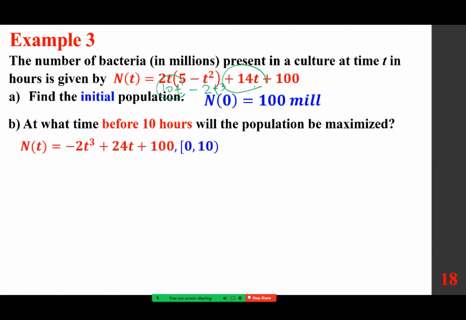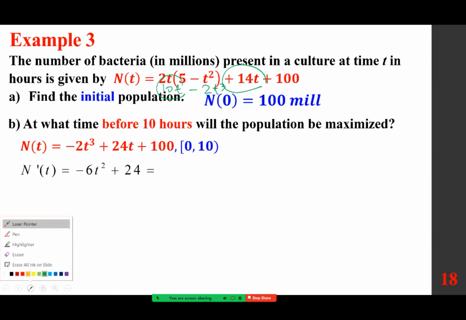So I'm going to write the function as such, and the interval is half closed, half open. Again, before 10 means negative infinity to 10. But it's time, therefore, from 0 to 10. And before 10 means 10 is not included. Half closed, half open. So we differentiate. N prime is minus 6t squared plus 24. Since we want to set this equal to 0 and solve, I am going to factor the negative 6 out.